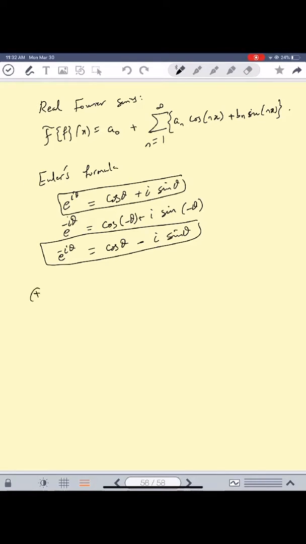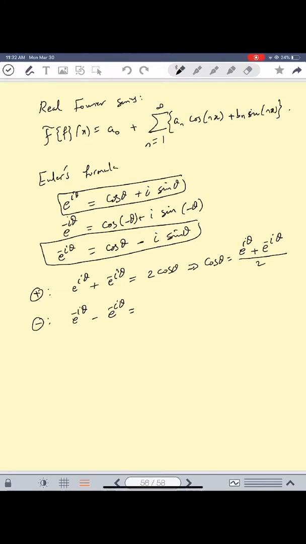So now if you add the two boxes, what you get is e to the i theta plus e to the negative i theta equals 2 cosine theta, from which you find that cosine theta is e to the i theta plus e to the negative i theta over 2. And if you subtract the two boxes, e to the i theta minus e to the negative i theta is 2i sine theta, which means that sine theta is e to the i theta minus e to the negative i theta over 2i.